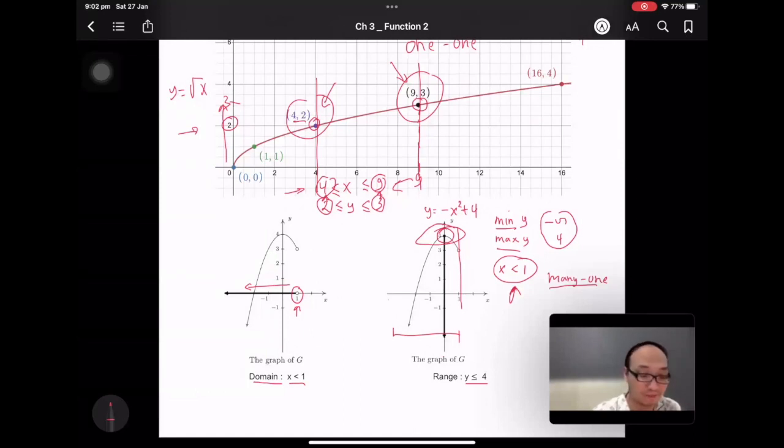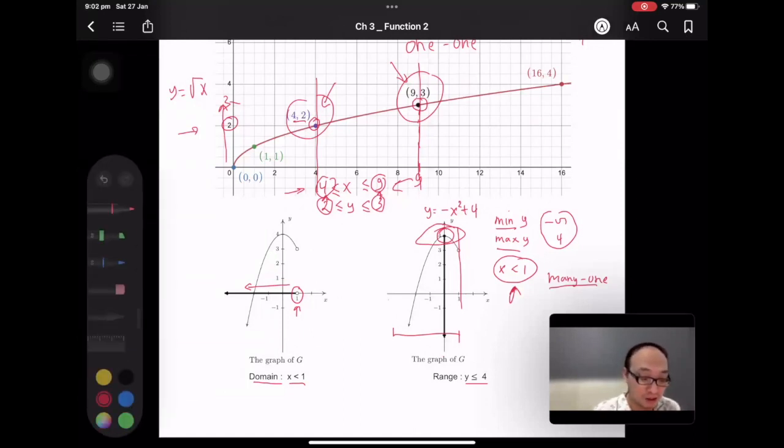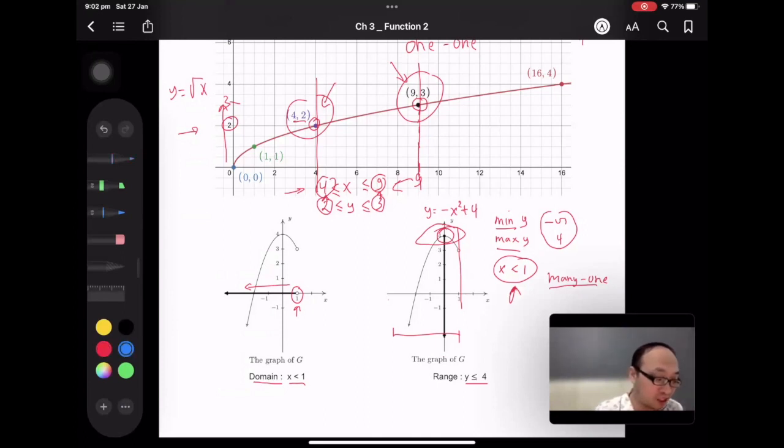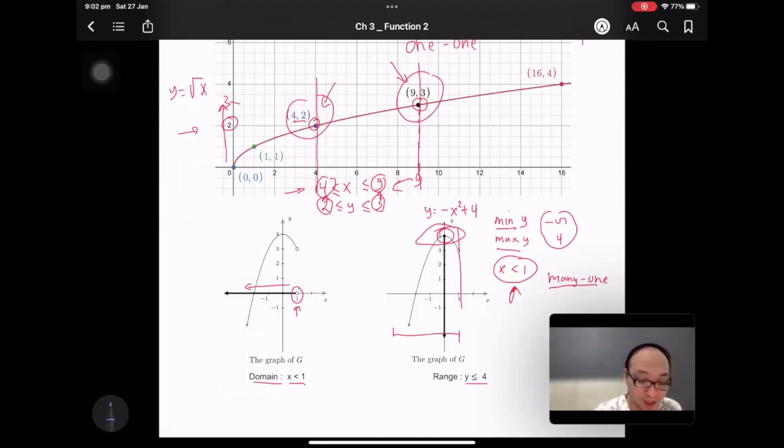Yeah. Another example, I change the domain. Now the domain is x from -2 inclusive until 1 inclusive. So we can see that the domain is restricted only from -2 here until 1 inclusive until here. So this will be the graph.